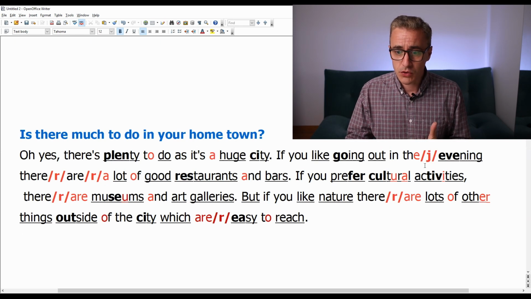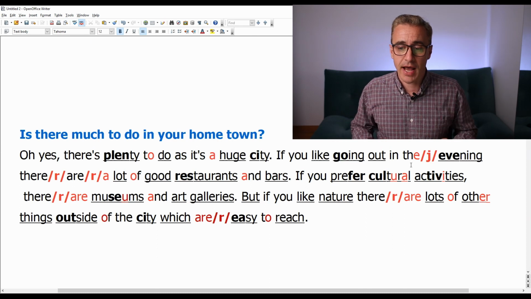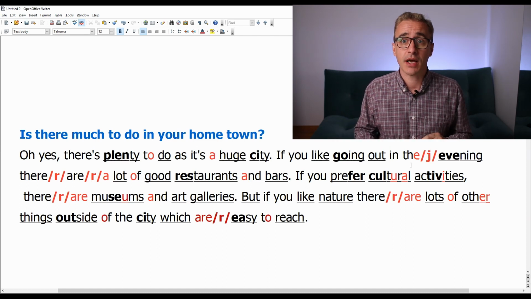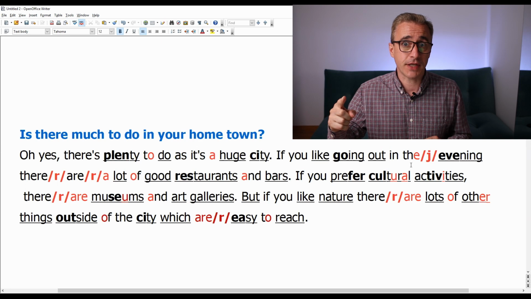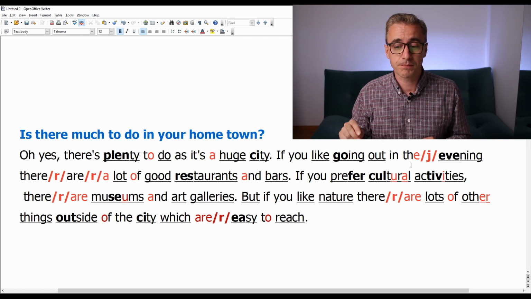So what we do here, instead of saying "the evening", two very similar sounds, we're going to have that y in between, so it becomes "the yevening, the yevening."